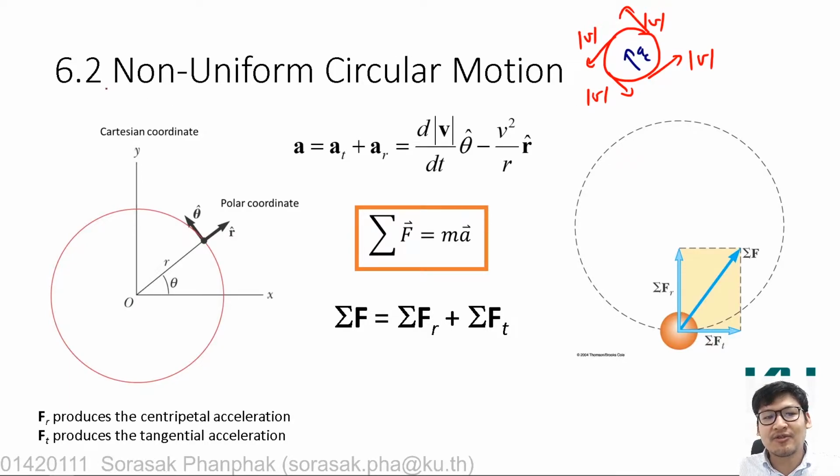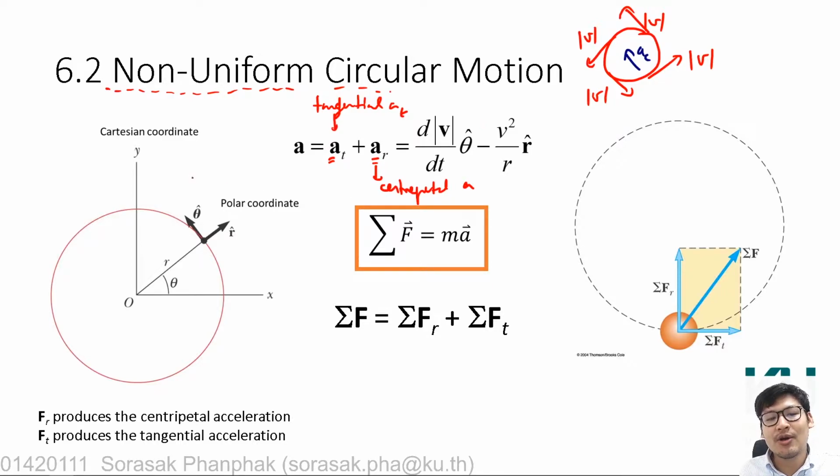But in this case, it's non-uniform circular motion. Rather than only having the centripetal acceleration, you also have the tangential acceleration. Tangential acceleration is denoted as a_t here, and you also have the centripetal acceleration, or the acceleration pointing in the r direction. This is the centripetal acceleration, and this is the tangential acceleration, since they point in different directions.